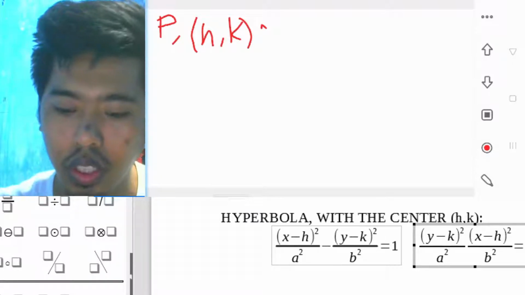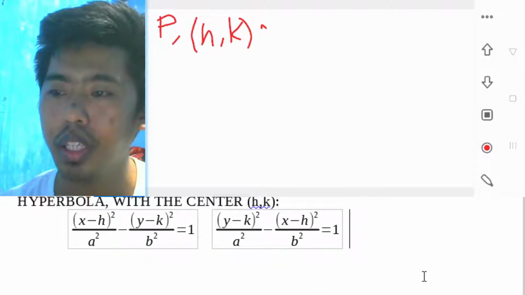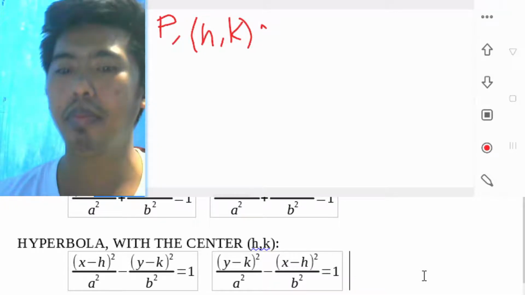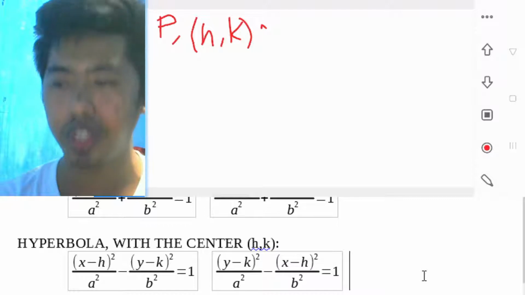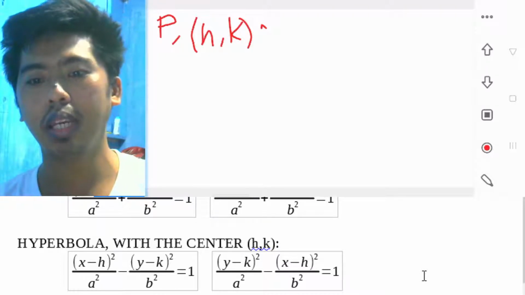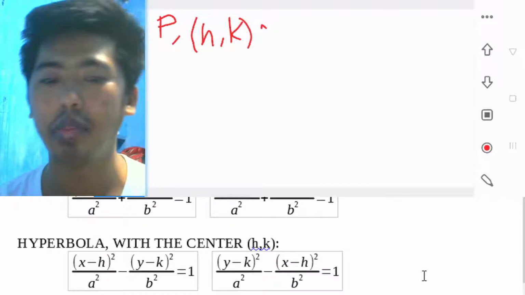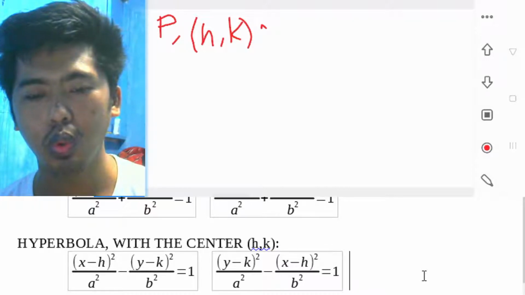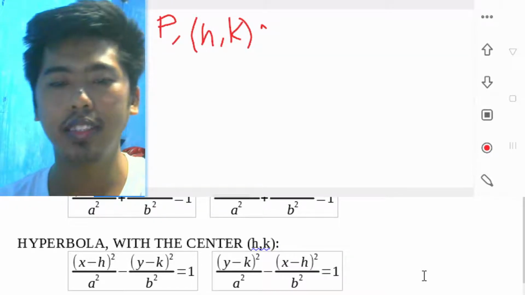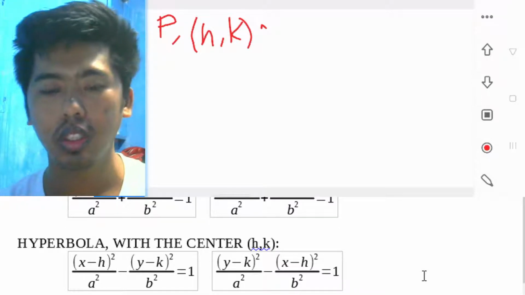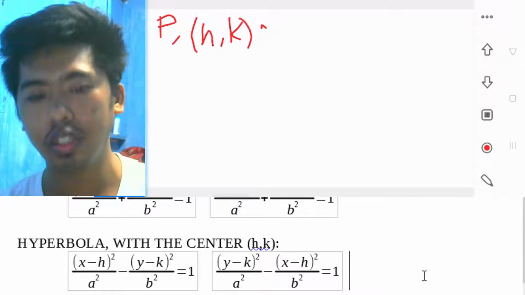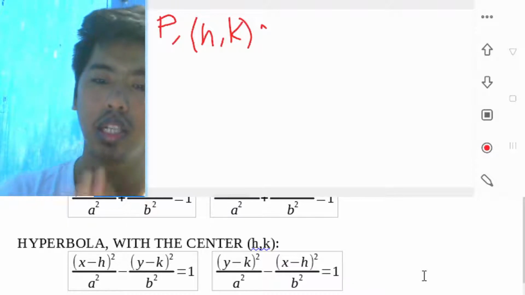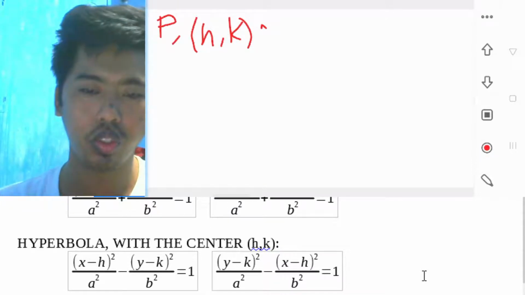Now, the other trick here: a square should always be on the first. Again, whatever happened, a square should be on the first. Whichever one matches a certain denominator, for example if the denominator is for x minus h, it must stay under the x minus h. It cannot be switched around. Again, a square is always in the first term, then b square is in the second term. Okay?